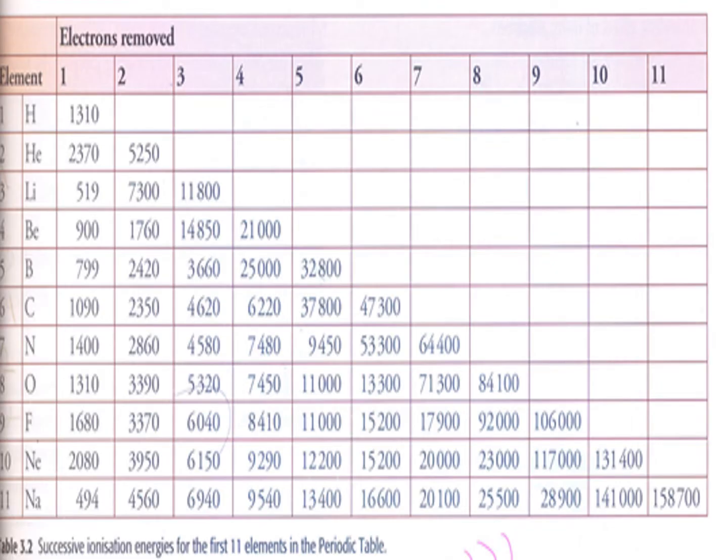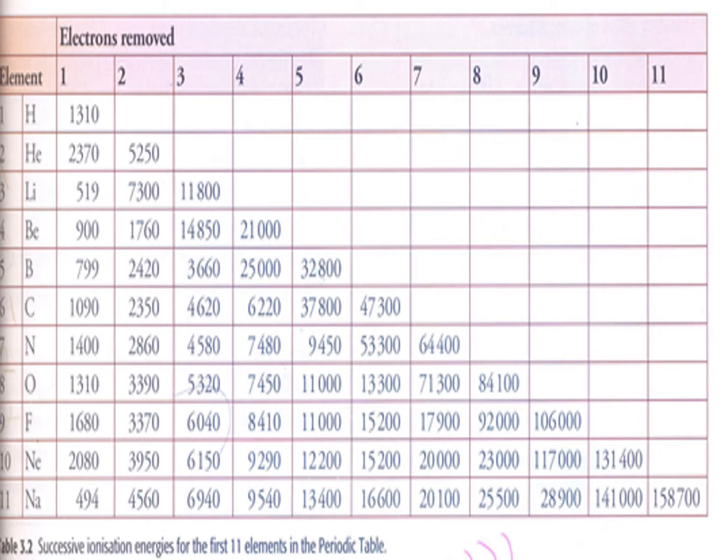So again, you can see something similar to calcium, which is going to be beryllium. You can see beryllium's big jump is after the second energy level. It goes from 1,700 to 14,000. And then if you look at boron, the biggest jump is between 3 and 4, because it takes 3 electrons to get to noble gas configuration. So the biggest jump is going to be between 3 and 4.